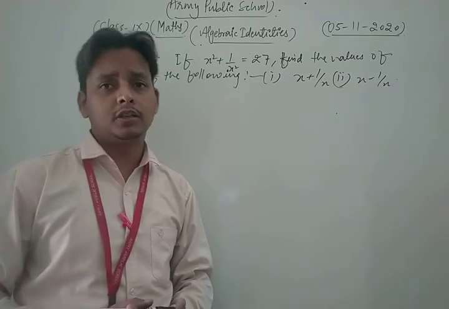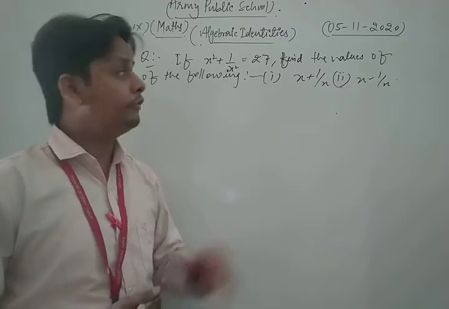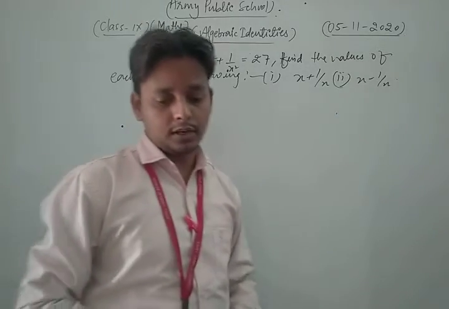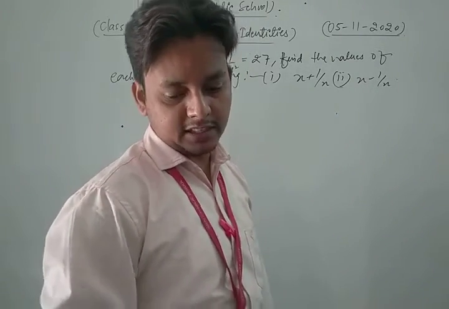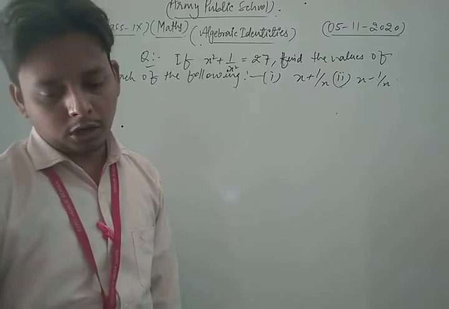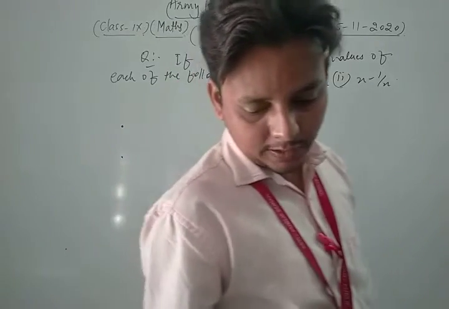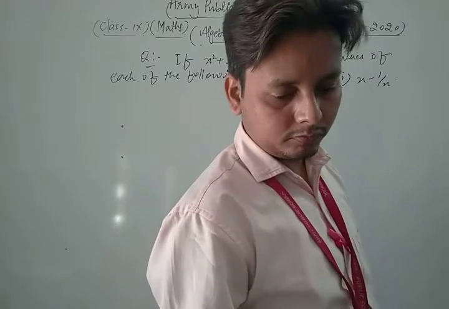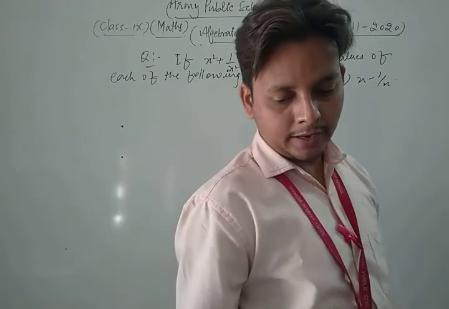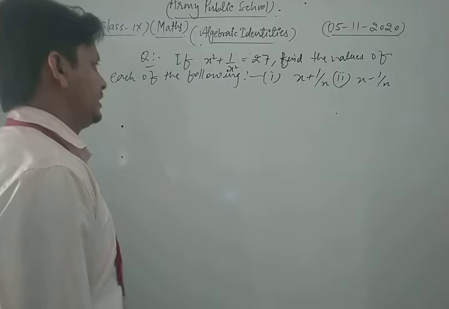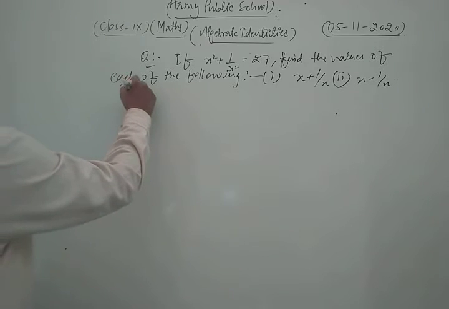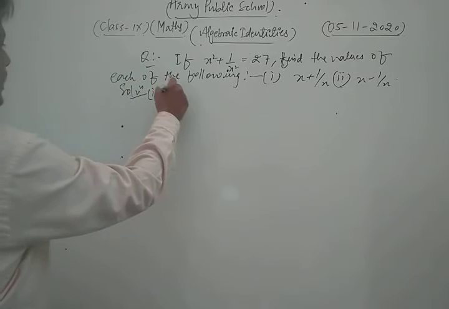We have x² + 1/x² equal to 27, which is given. Now we find the value of x + 1/x, as well as the value of x - 1/x. Okay, now let's see its solution. Now we take the first part of this question and solve it.